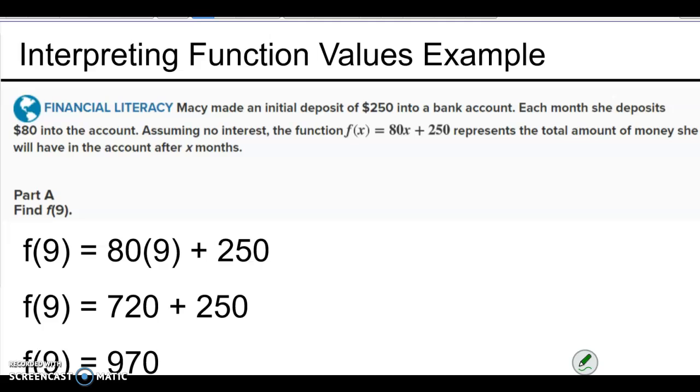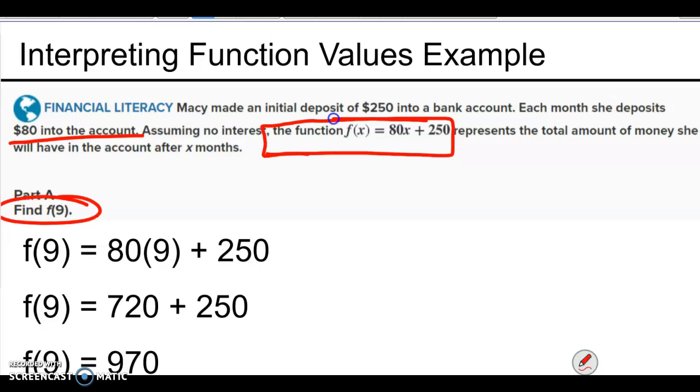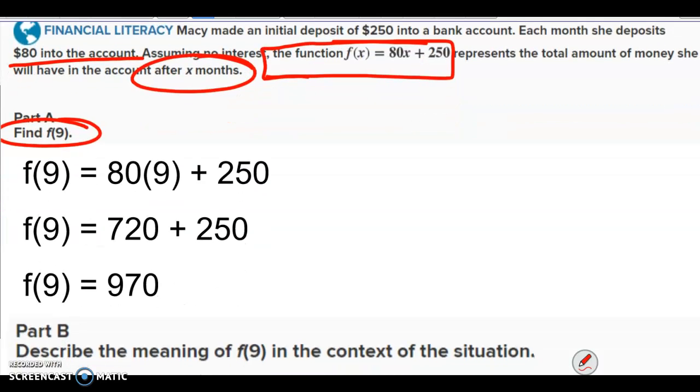And then the last example, okay, if they give you a word problem, you may have to come up with the equation. You may already have the equation. Macy made an initial deposit of $250 into a bank account. Each month she deposits $80 into the account, assuming no interest. Here's your function. If they give you that function, then that's just what you're going to be working with. They're going to have you say find f of 9, or how much money will she have after X months. They'll say maybe find it after 9 months, and all you're doing is plugging that in and going from there.